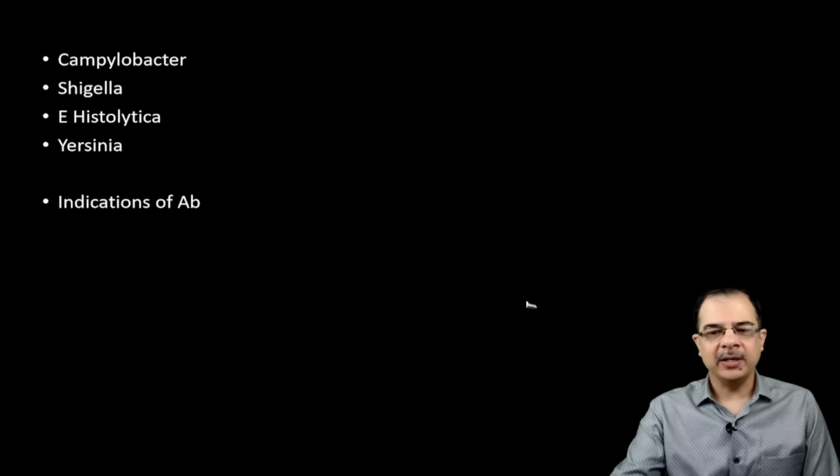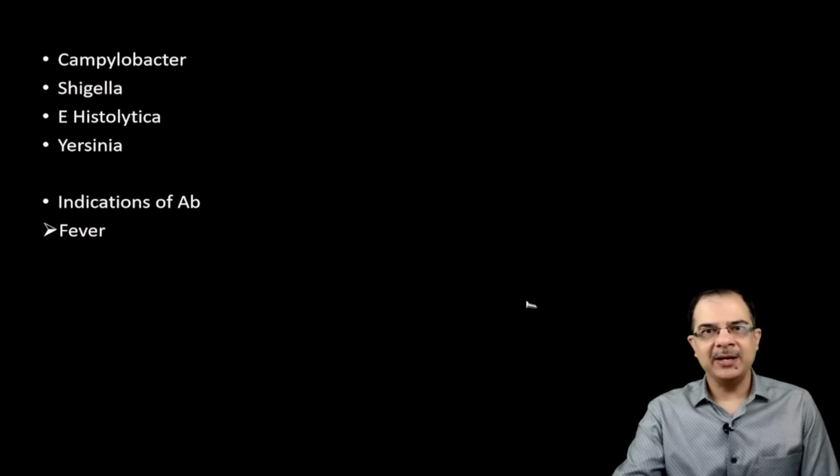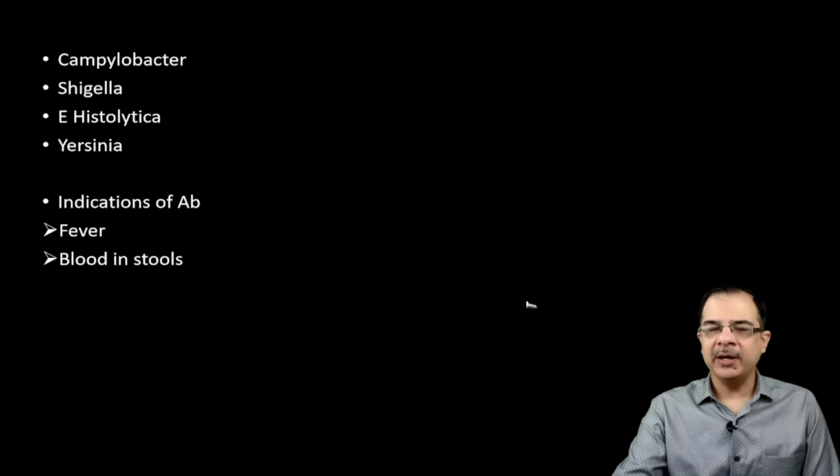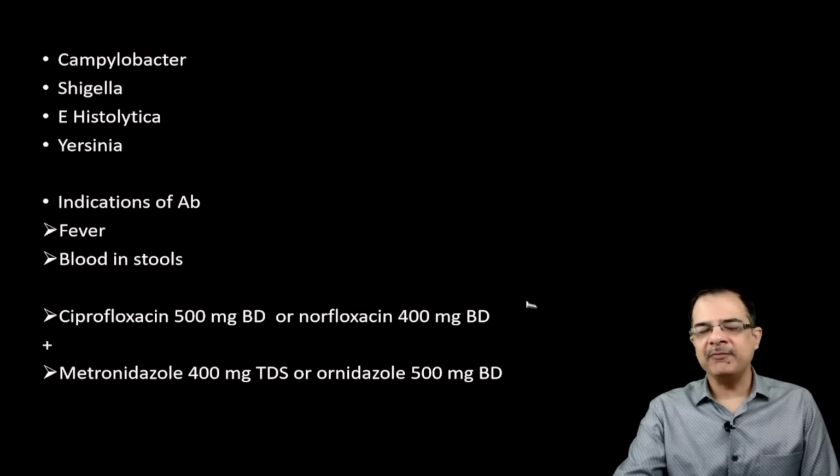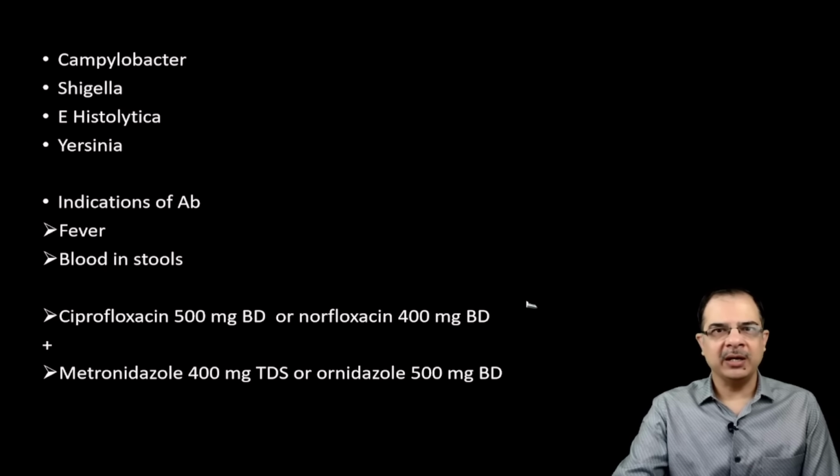The simple indications for starting the antibiotic are the presence of fever and blood in the stool. So just ask the patient these two points: fever or blood in the stool. If any of these are positive, then we can give antibiotics like fluoroquinolones, ciprofloxacin 500 milligram twice a day, or norfloxacin 400 milligram twice a day. For the Indian scenario, we have to add metronidazole 400 TDS or ornidazole 500 milligram twice a day. According to the Harrison textbook, these antibiotics should be given for 3 days.